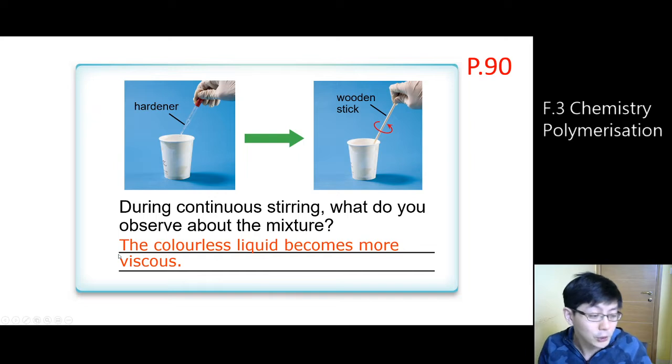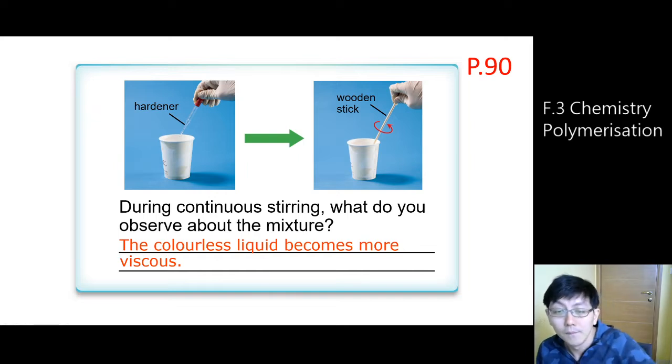So for question number four, the reaction mixture actually becomes more and more viscous. Now, of course, I know that from the video, we can't test the viscosity. I haven't shown the viscosity. I just show the process. The liquid becomes harder and harder. But here, I give you the information that the colorless liquid becomes more and more viscous.